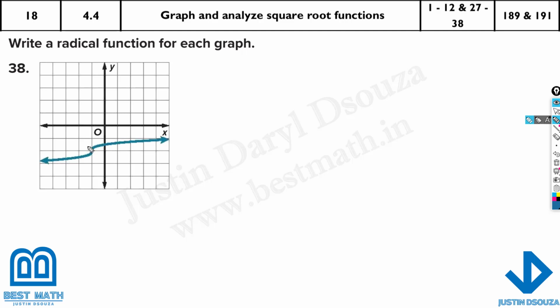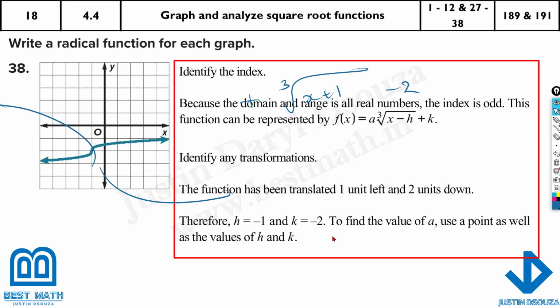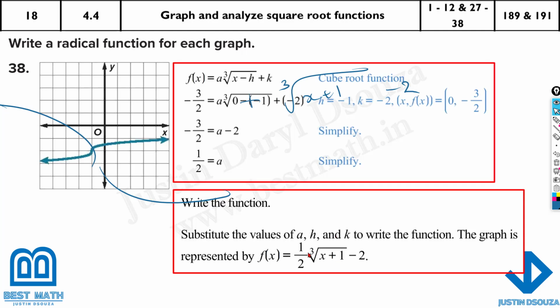This one here, it's cubic. Why? Because you can see it goes to both sides. So it's a cubic function. It's going 1 unit to the left. So it's x plus 1. And 2 units down. Minus 2. Now here, right side is going up. Left side is going down. So it's plus. If at all, right side was going down and left side going up, then it would have been minus here. So this one is the correct answer. You can see that's the correct one.